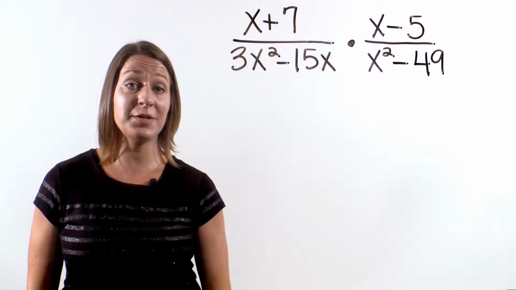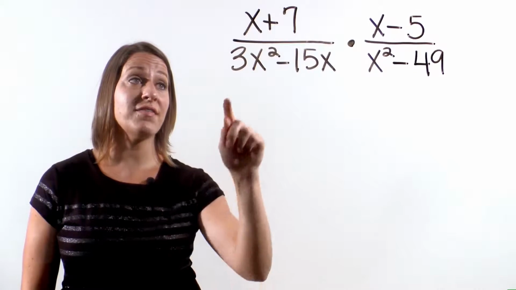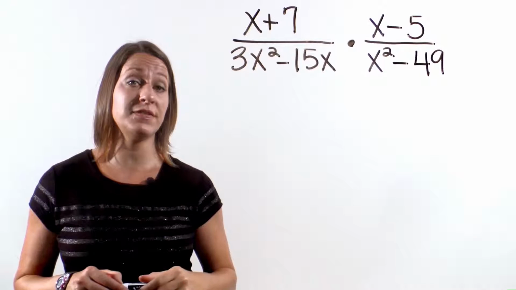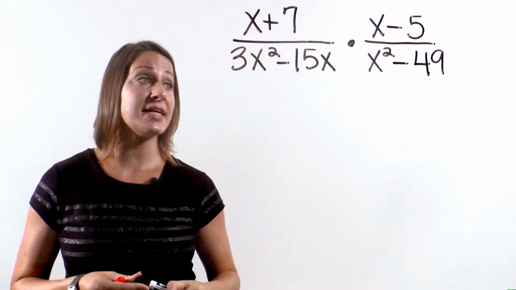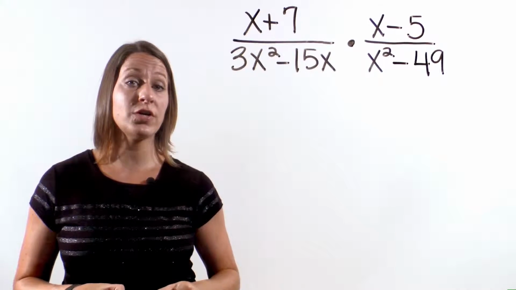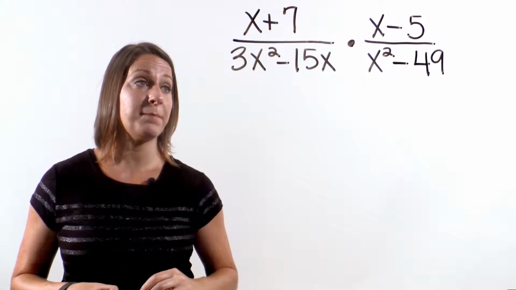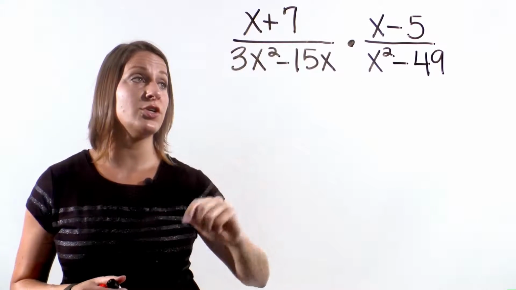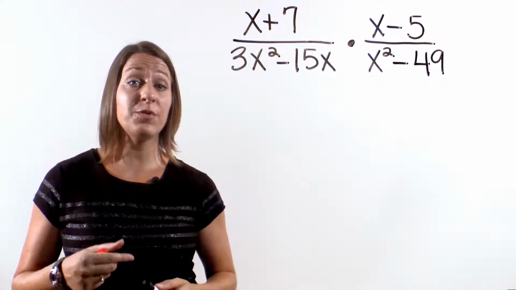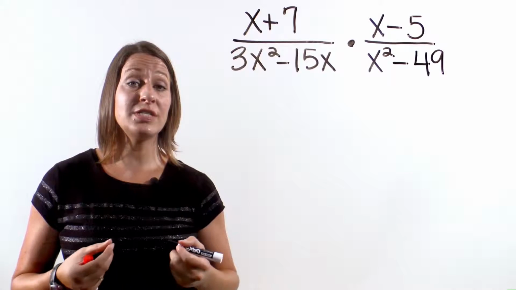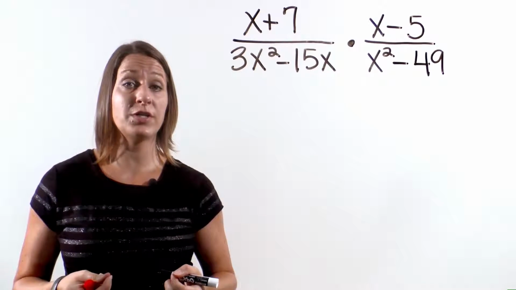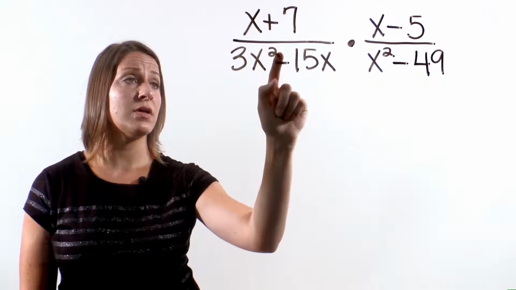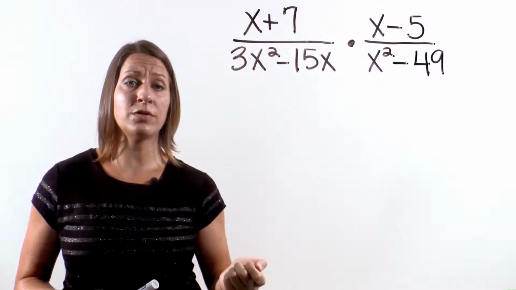Okay, let's try this example together. We have x plus 7 over 3x squared minus 15 times x minus 5 over x squared minus 49. We are going to multiply straight across the top, straight across the bottom, except before we do, we need to simplify this expression. Now notice on this problem, all of the different parts are binomials.